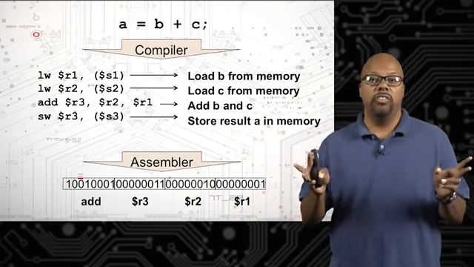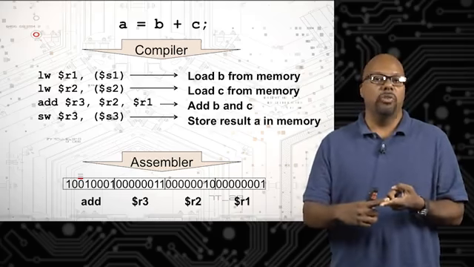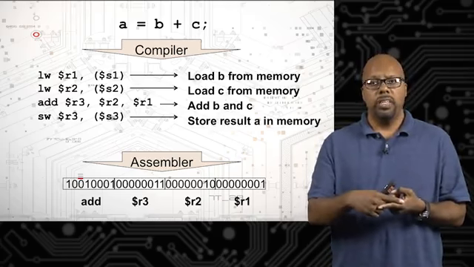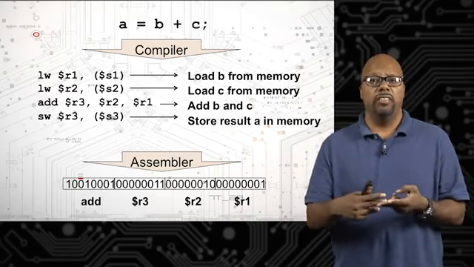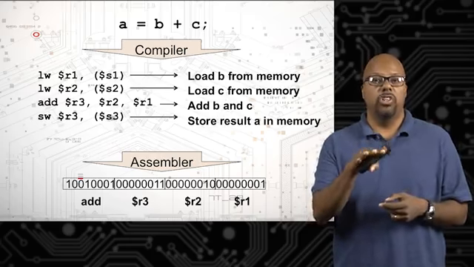You've got 4 what you call assembly instructions. So the compiler will make assembly instructions. The LW is load word, so it'll load B from memory. Then the next LW loads C from memory, and specifically into the registers R1 and R2.